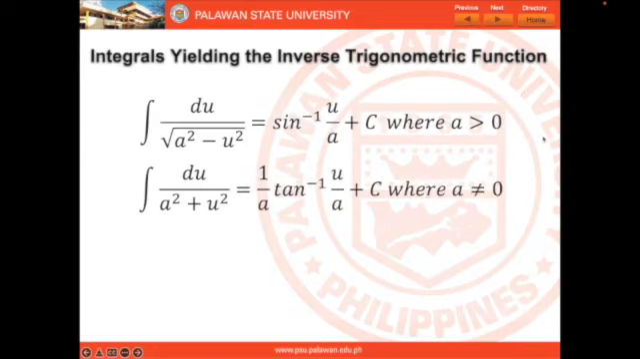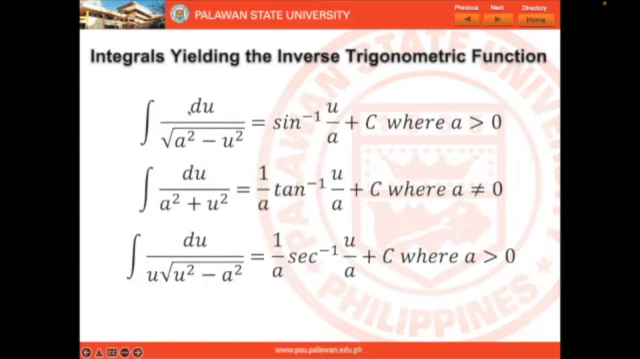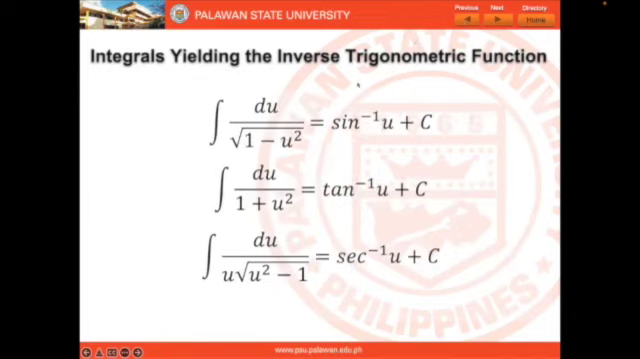If we have this pattern where there are constants, so we have the derivative of u all over the square root of a constant a squared, where a should be greater than 0, therefore positive, minus u squared, that will give us the arc sine of u over a. In this pattern, just remember that it is always u over a. For the previous one, it's just u, and there is no a involved.